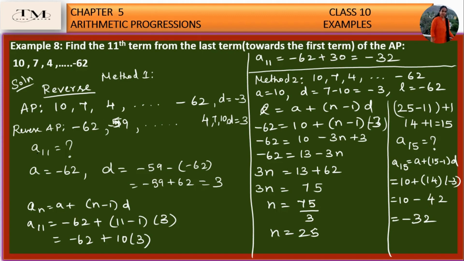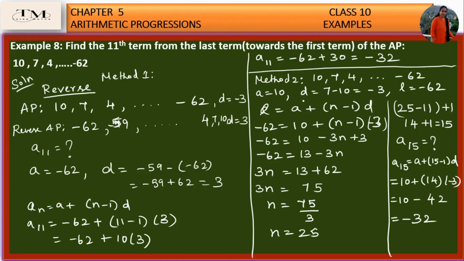So this is just a reversing. If you reverse the AP, find the 11th term as usual. Okay. So here what changes will be done? If for the given AP, D is equal to minus 3, if you reverse the AP, D will be plus 3. Okay, the sign will change for D. Then the procedure is the same.